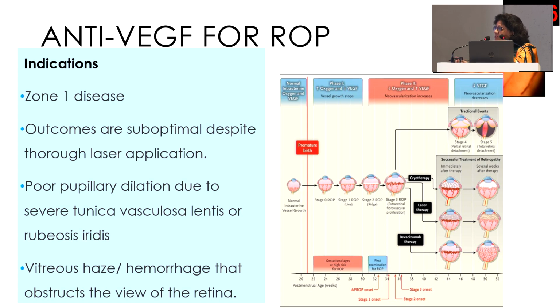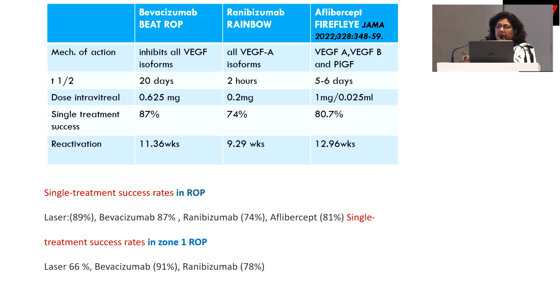The timing is very important. You have to inject when the VEGF levels are high, that means 32 to 35 weeks of post-gestational age, not before or after. Single treatment success rates are higher with bevacizumab. However, ranibizumab is FDA approved right now for treatment. Laser treatment matches bevacizumab for ROP of all stages, but for zone 1 ROP, bevacizumab definitely has an advantage over laser.